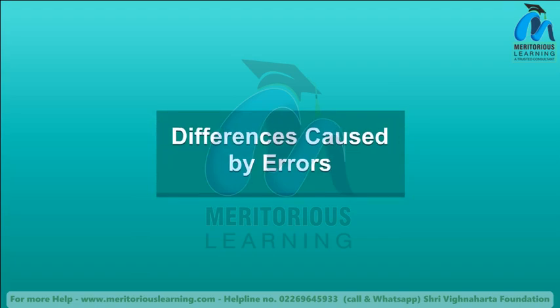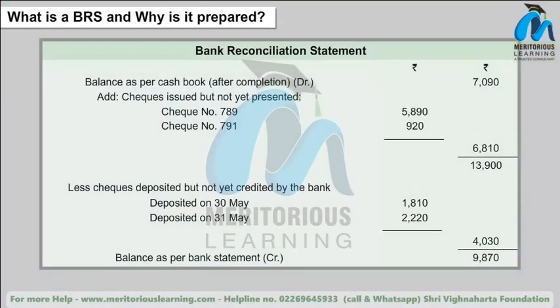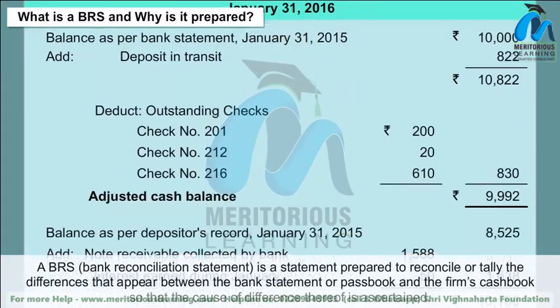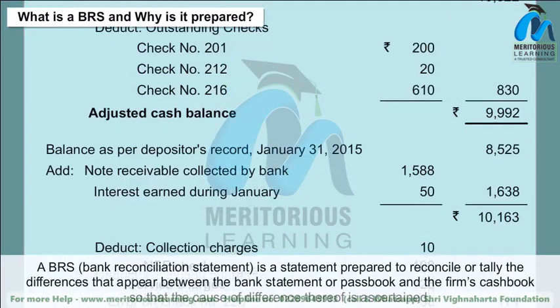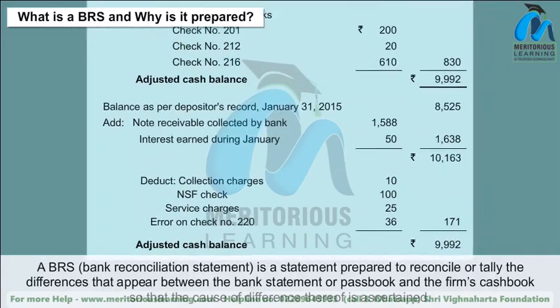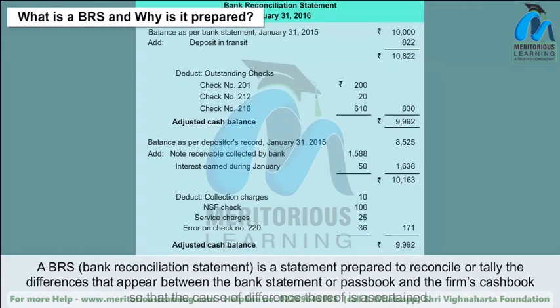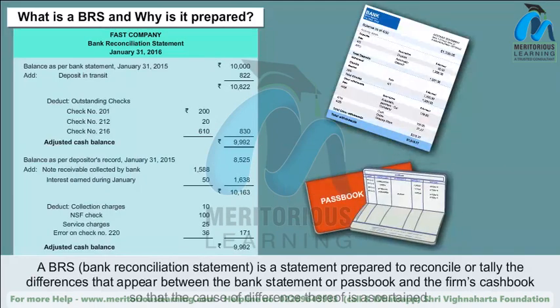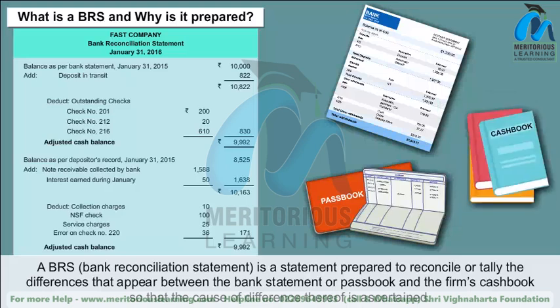Differences caused by errors. What is a BRS and why is it prepared? A BRS, or Bank Reconciliation Statement, is a statement prepared to reconcile or tally the differences that appear between the bank statement or passbook and the firm's cash book, so that the cause of the difference is ascertained.